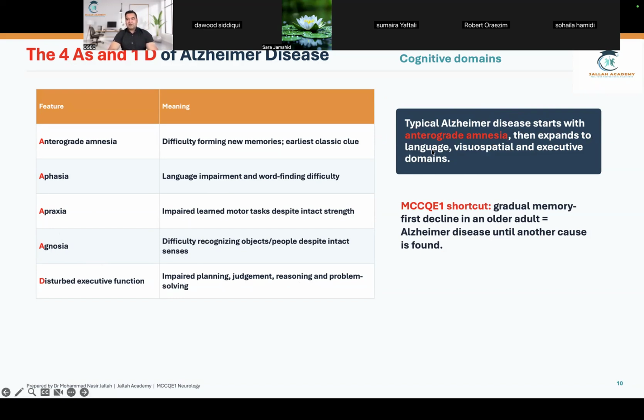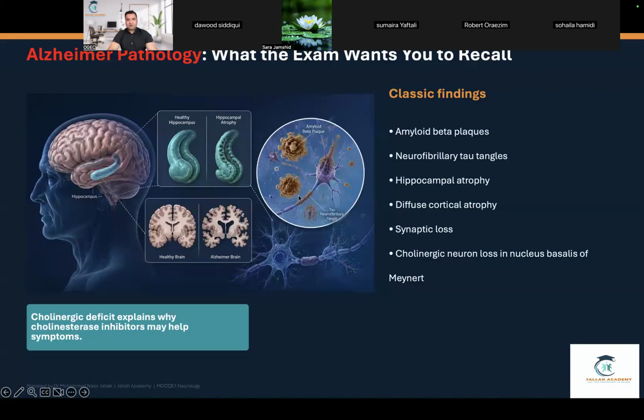Then it expands to language, visual spatial, and executive domains. For the exam shortcut, gradual memory decline in an older adult is Alzheimer until proven otherwise. If you have an elderly person who is gradually and progressively losing memory, it is Alzheimer until proven otherwise.